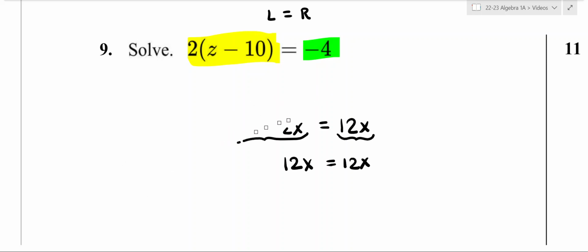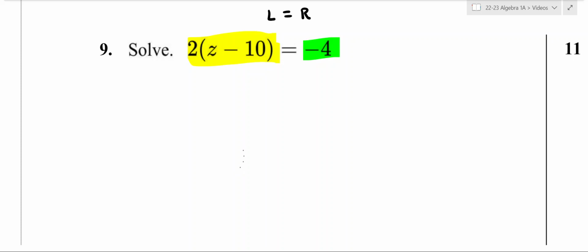That applies for the distributive property. The distributive property is just a form of rewriting something, right? So instead of writing 2 times the quantity of z subtract 10, we're going to distribute the 2, and it's still the same thing. So we haven't changed the left, so there's no reason to change the right. So this gives us 2z minus 2 times negative 10 will give us negative 20. All right, so it's still the same thing. So all we've done is we've simplified the left side.